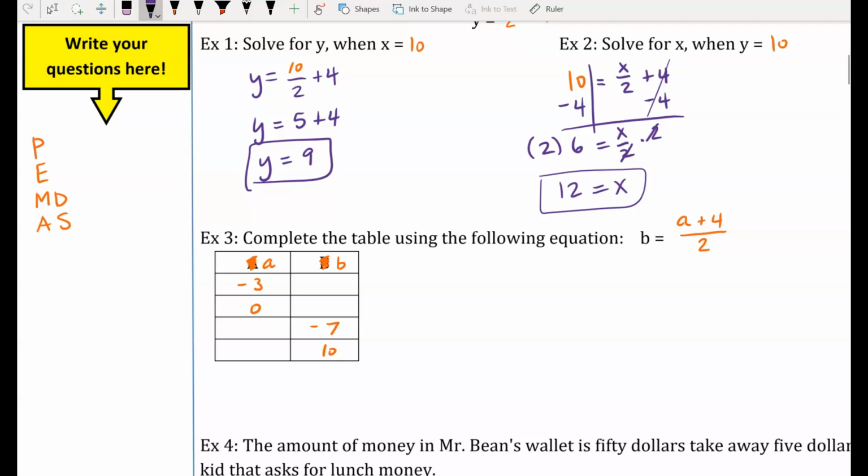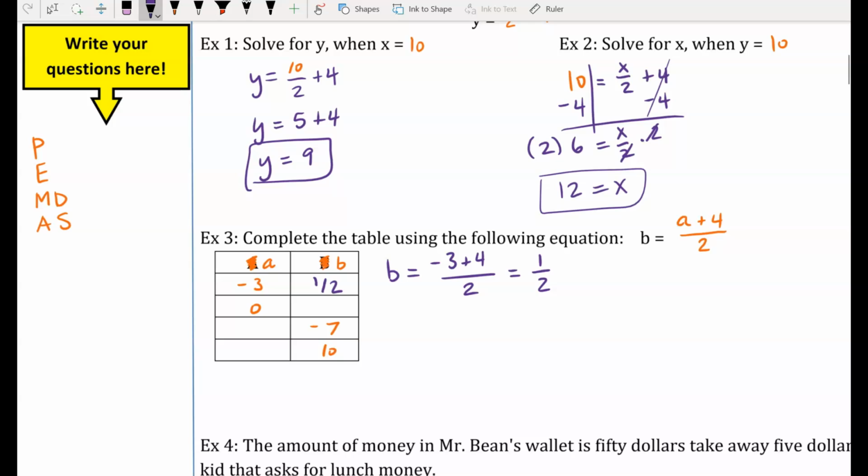So if we look at the first row, this tells us that our A value is -3 and we want to find the B. And B is given to us, you'll need to write this down, as A plus 4 divided by 2. So we're looking for B, and we're going to substitute -3 for the A. So -3 plus 4 divided by 2. I'm taking out the A, I'm putting -3 in its place. Now that's all numbers, so I can simplify. -3 plus 4 is 1 divided by 2. So in my table, I can record 1/2 in the B column when A is equal to -3.